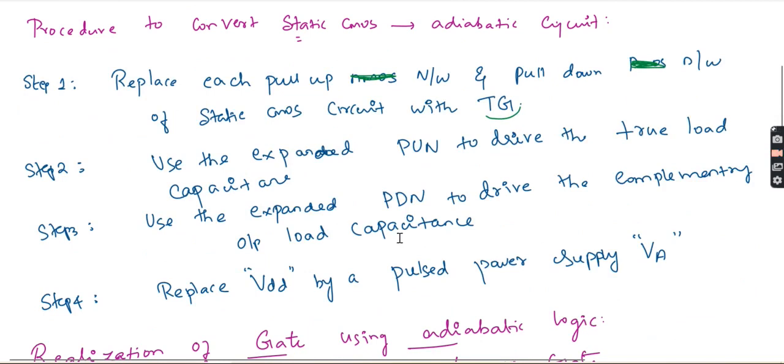Then what you need to do is use the expanded pull-up network to drive the load capacitance, and the expanded pull-down network to drive the complementary output. The output taken from the pull-up network drives the true load capacitance, meaning there is no complementary output; it gives the output F. Then the expanded pull-down network drives the complementary output load capacitance, giving the output F bar. Then we need to replace the fixed power supply by a pulsed power supply. This is what we are going to do.